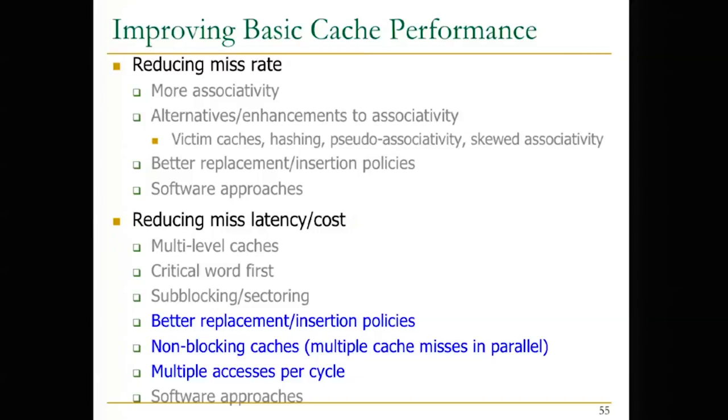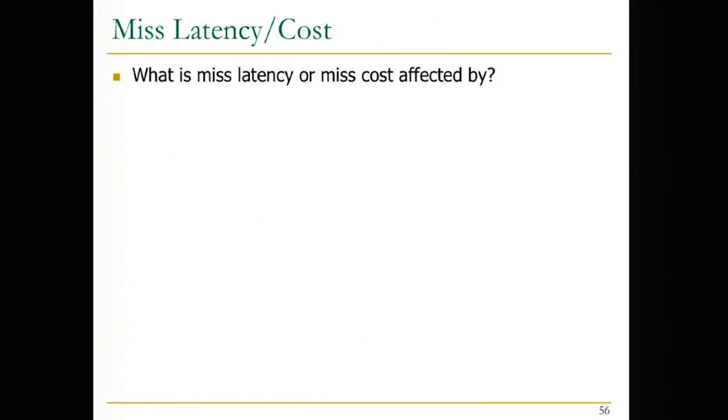Multi-level caches actually reduce miss latency, right? If you add another level, hopefully that's faster than the level that was there before. As a result, you reduce the miss latency of the previous level. Critical word first reduces the miss latency for an important word. Sub-blocking, sectoring, they both can reduce miss latency or cost. But better replacement and insertion policies can also achieve the same effect. And we'll talk about non-blocking caches. You can have multiple accesses in parallel and multiple accesses per cycle at the same time. And there could be software approaches also, which we're not going to talk about over here.